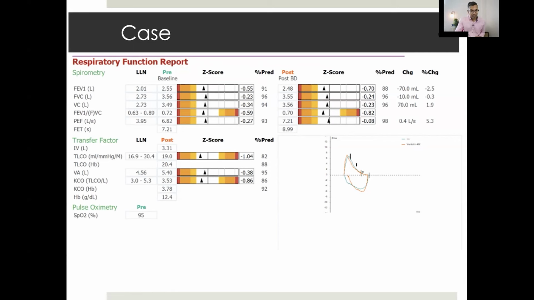Hopefully that was enough time for people to process this. What do you reckon? So the FEV1/FVC ratio is over 0.7, so it's not obstructive.